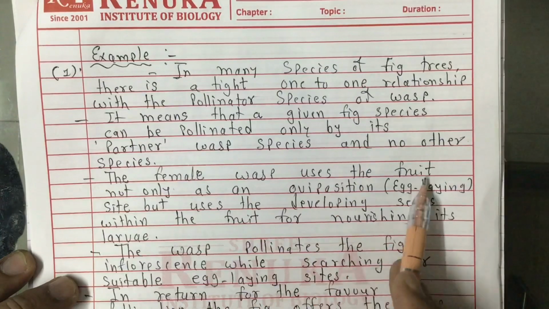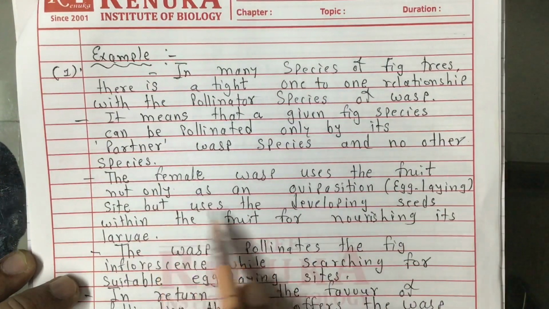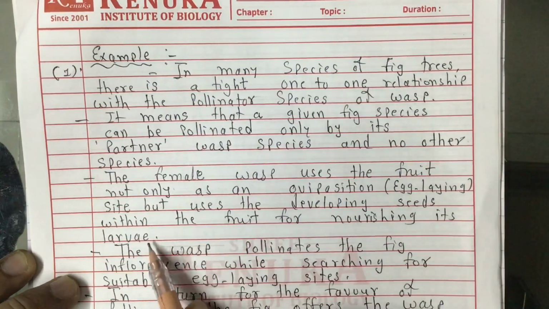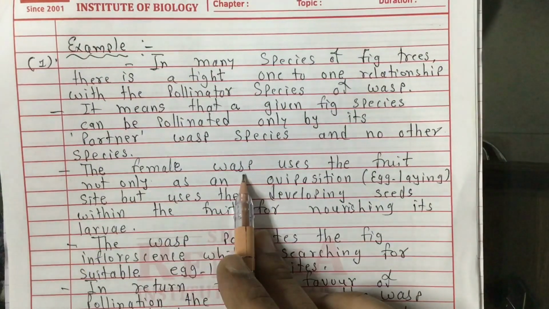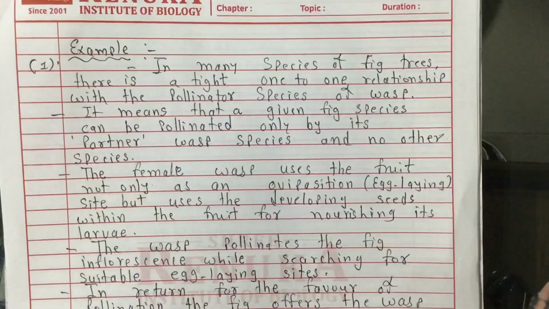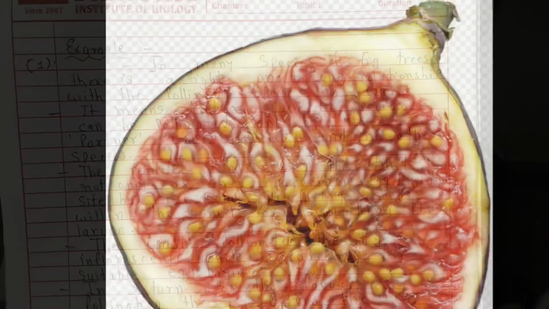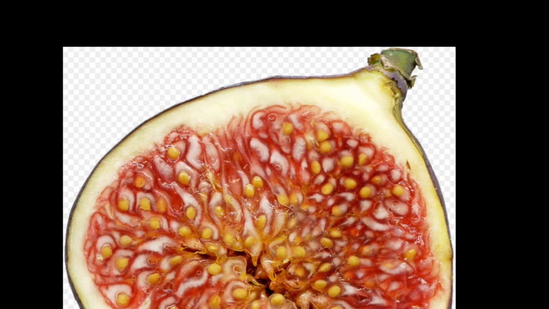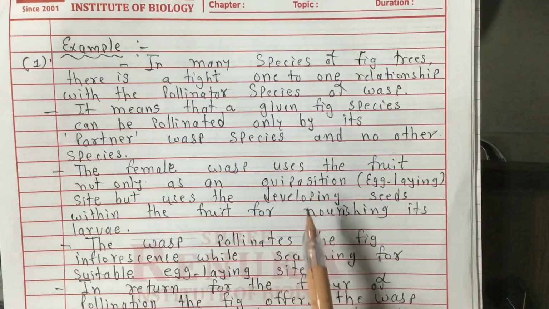The female wasp uses the fruit not only as an oviposition, that is egg-laying site, but uses the developing seeds within the fruit for nutrition or nourishing its larva. So here, the wasp keeps its eggs inside the ovary, and at the end of the pollination and the fertilization, the seed development occurs, and this seed is also used for nourishment to the larvae of the wasps. So both get benefit from each other.